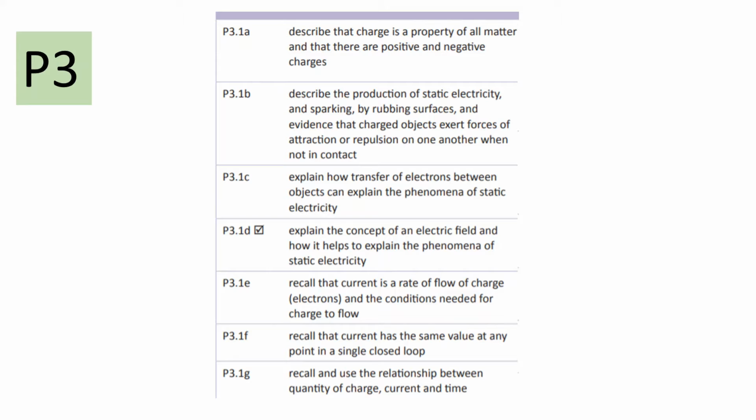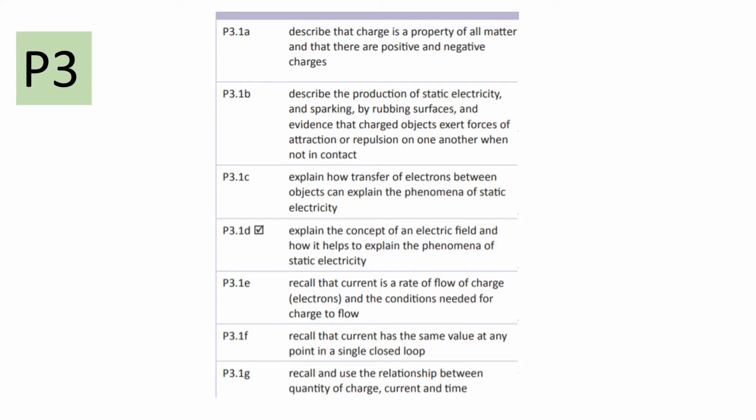Describe the production of static electricity and sparking by rubbing surfaces and evidence that charged objects exert forces of attraction or repulsion on one another when not in contact. Explain how transfer of electrons between objects can explain the phenomena of static electricity. Explain the concept of an electric field and how it helps to explain the phenomena of static electricity.